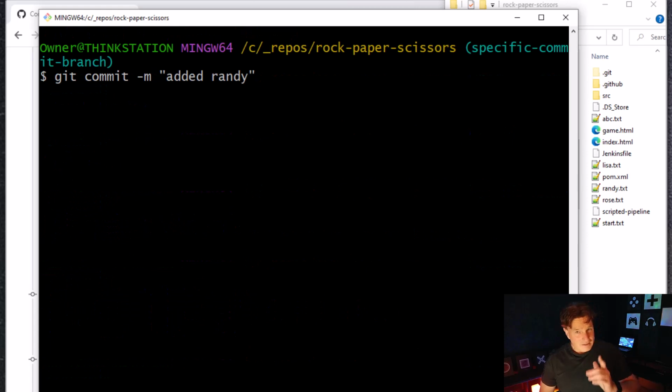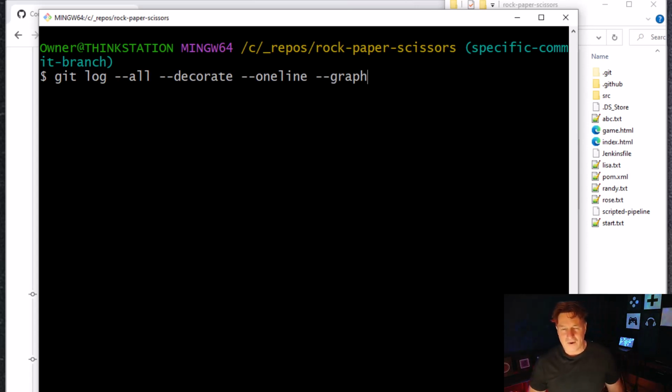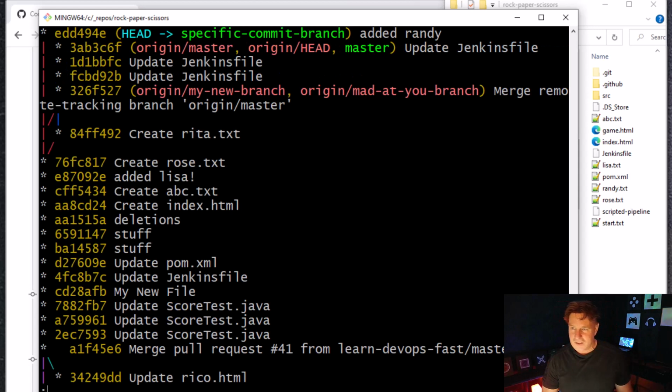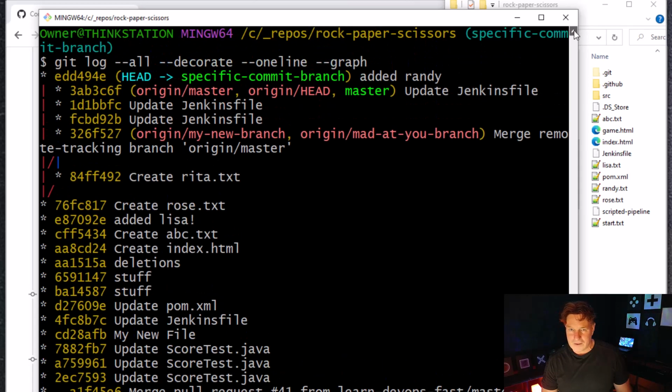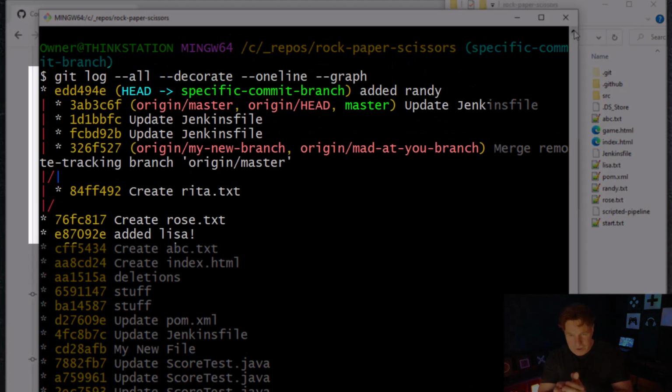And now, let's see what happens if we git log a dog at this point in time. Git log all decorate one line graph. You're actually going to see some interesting stuff here. And what you'll see is how we actually branched off at 76FC817. So that was the point where we created our branch. And now you can see the commit where we added Randy.